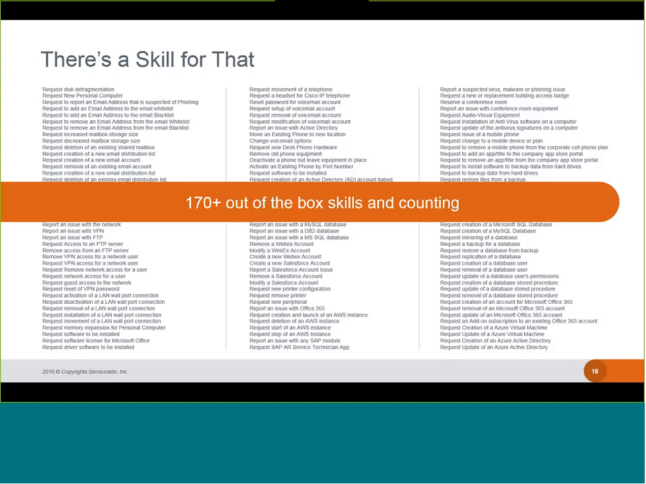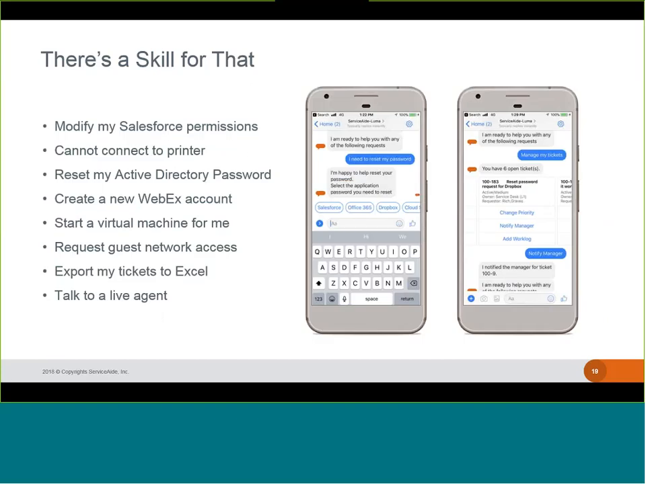So next, talking about what you can do with Luma. The next 3 slides talk through examples of what can be done with Luma. The first is related to the end user, and it's all about making that experience with the support team much, much easier. The videos are very similar to the screenshots that I'm showing here. An end user can come in and say, hey, I need to modify my Salesforce permissions. I can't connect to a network printer. I need to reset my AD password, create a WebEx account. All of these can be done through Luma, and some of these are out-of-the-box skills and some that you could easily create.